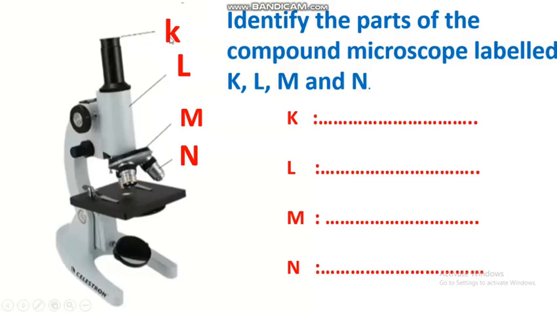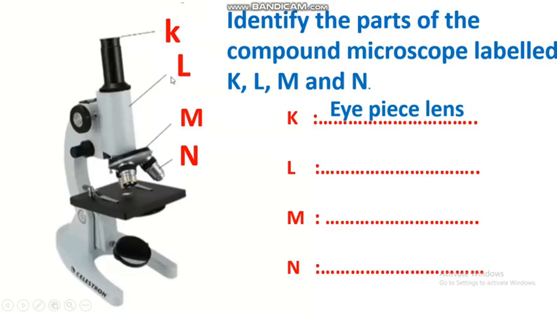So what is the name of the part labeled K? The name of the part labeled K, this is the eyepiece lens. Okay? And when you look at the eyepiece lens, its function is just used to magnify further the magnification of the objective lens.